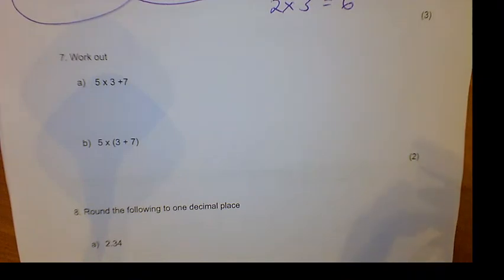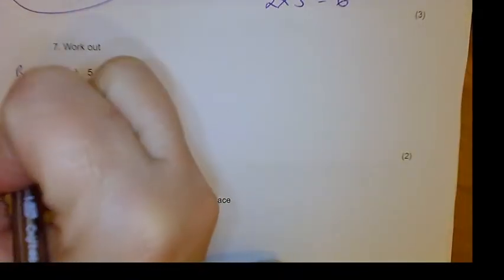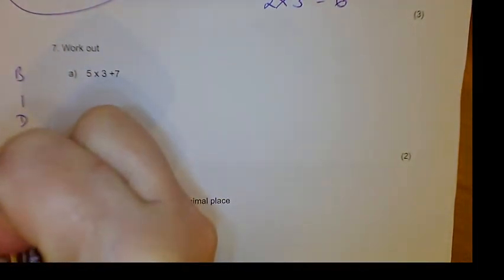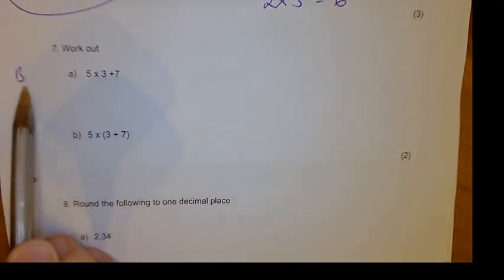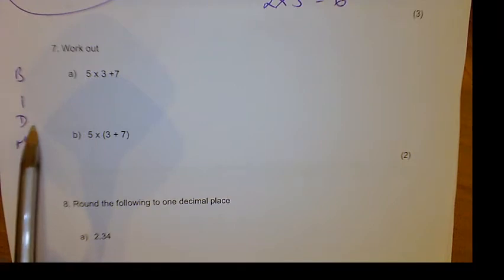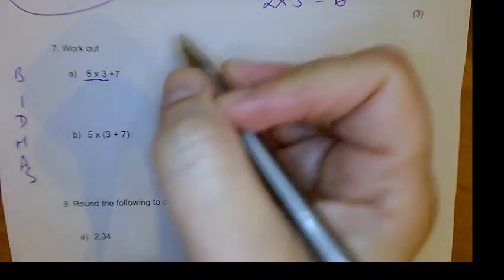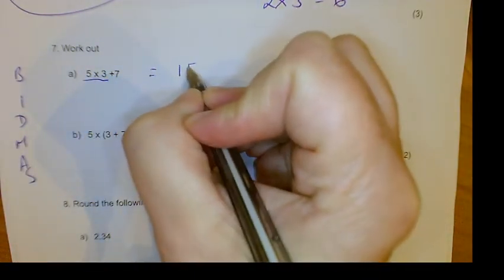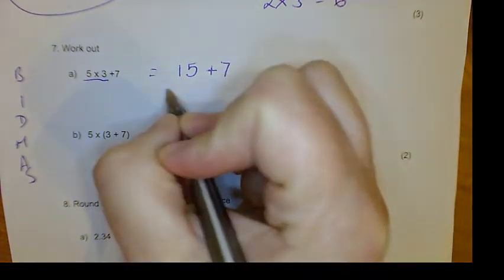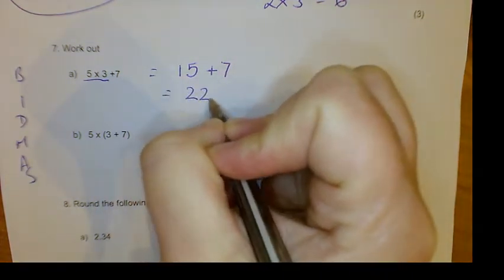Question 7. This is BIDMAS. If you remember BIDMAS, I'm going to write it on the side here for us. It says we do the brackets first, then the indices, then the division, then the multiplication, then the addition, then the subtraction. So this is a multiplication. It gets done first. So we do 15 plus 7, which is 22.